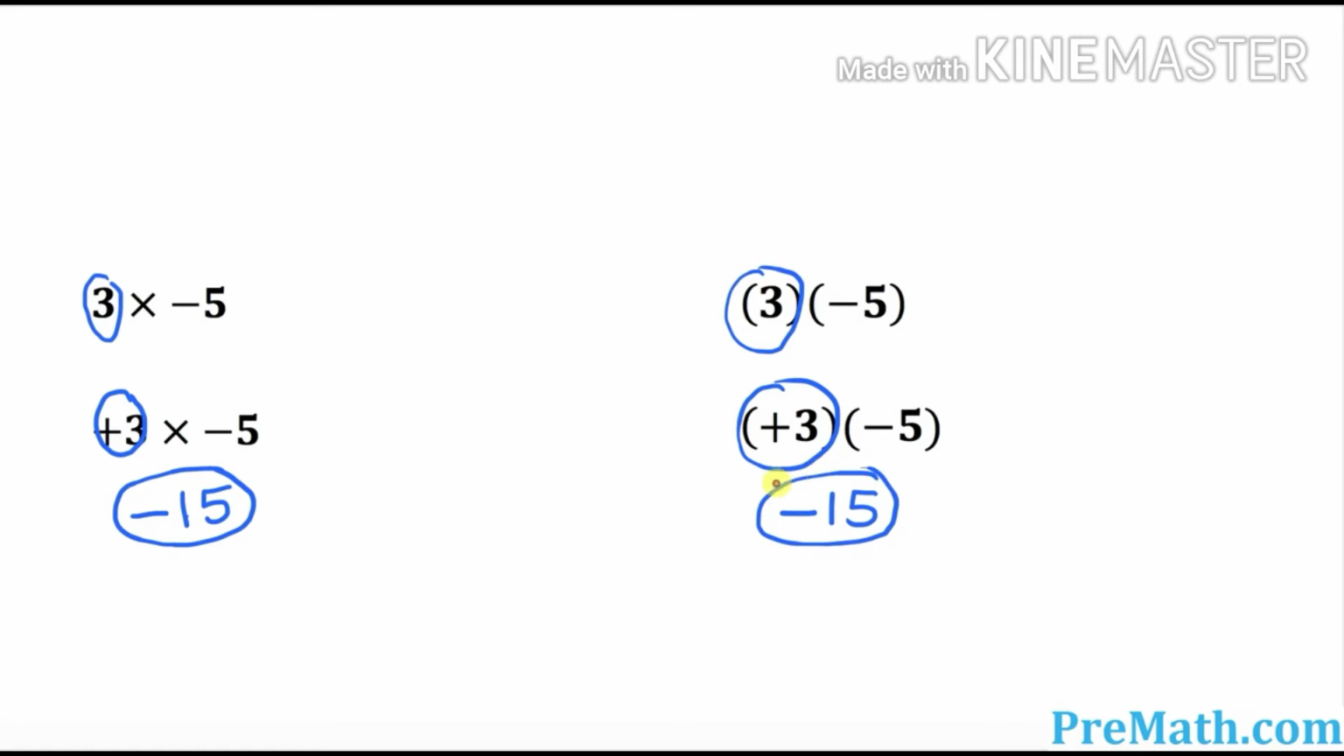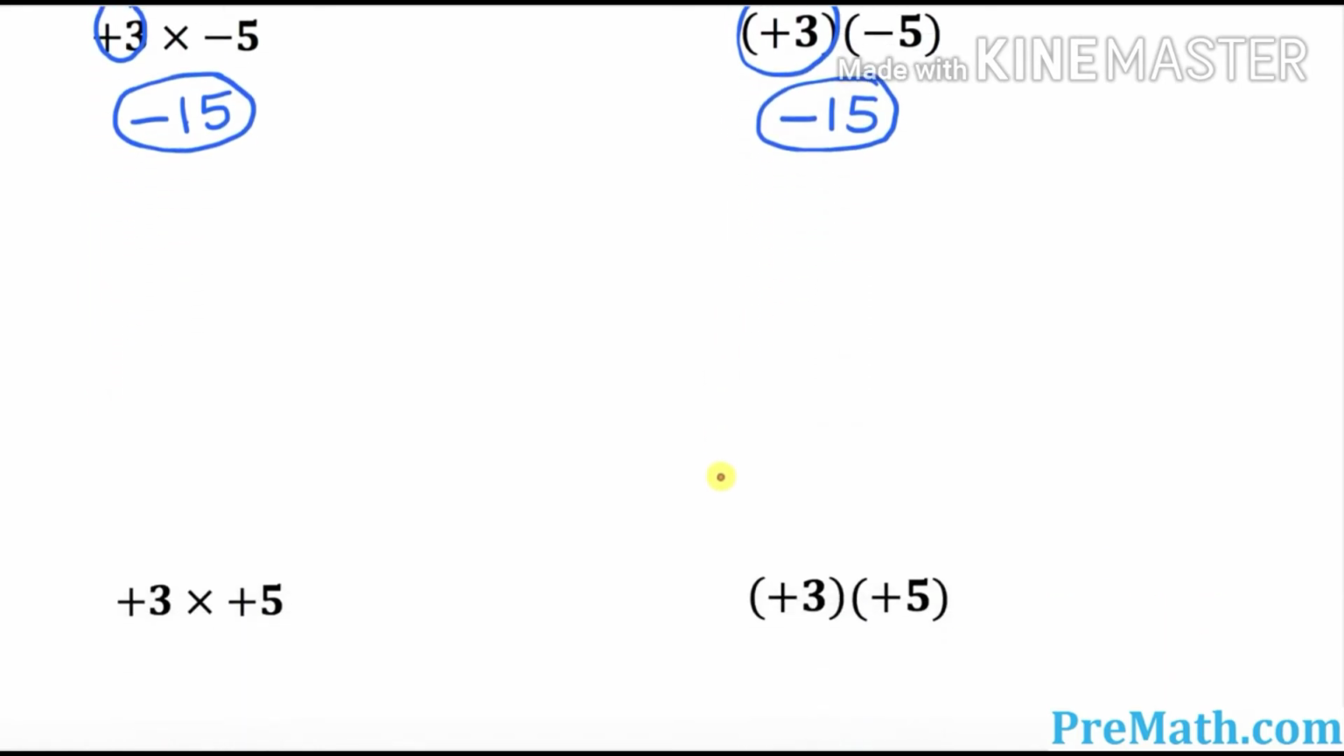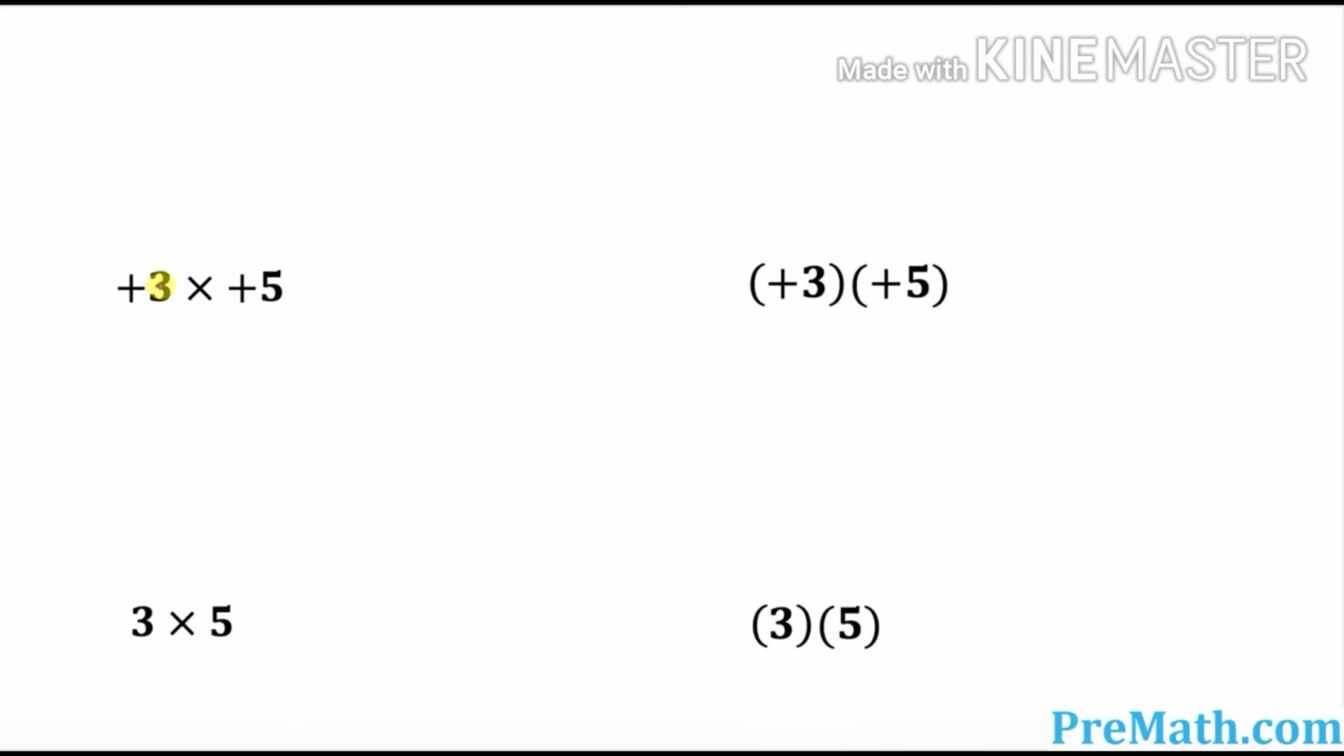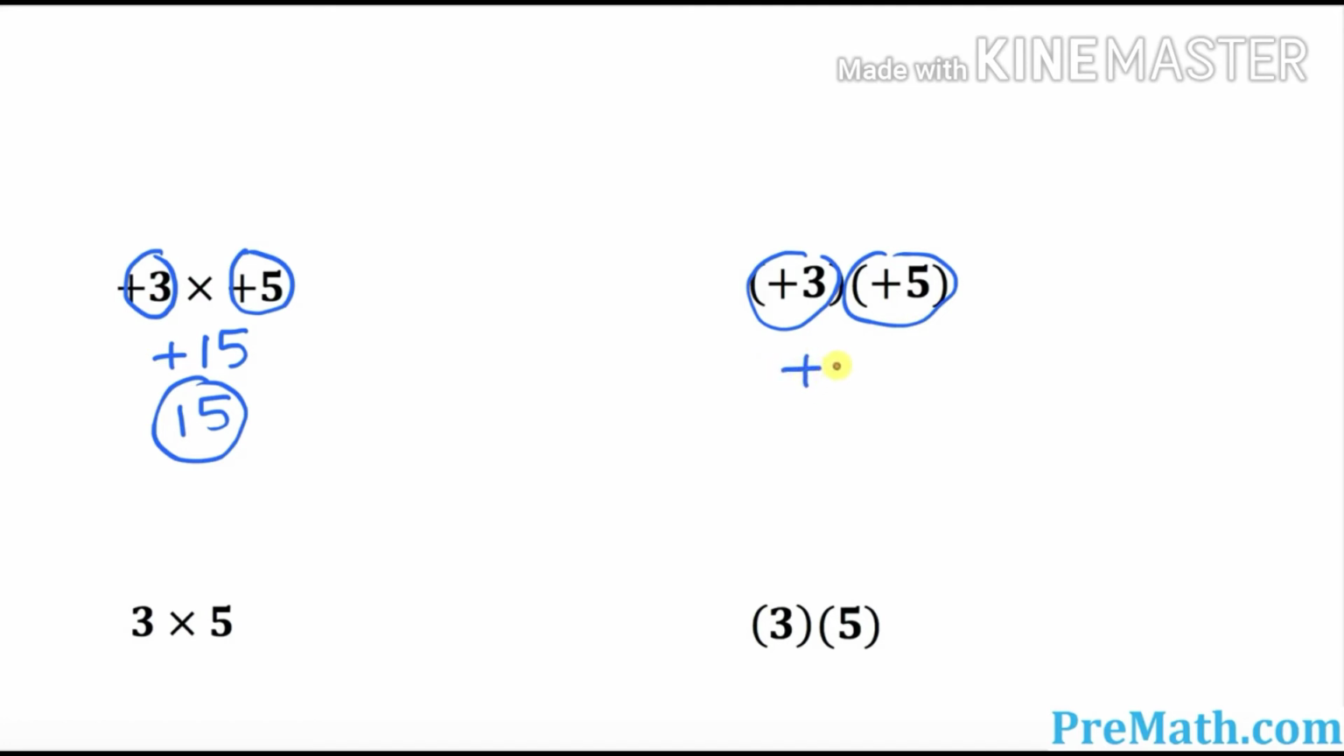Piece of cake. Let's move on to just a final example and see how we are going to do this one. So once again, positive 3 times positive 5. Positive times positive is positive. 3 times 5 is 15, or just simply 15. And likewise over here, this positive 3 times positive 5, positive times positive is positive, 3 times 5 is 15, so this is going to give us 15 because positive 15 and 15 are the same thing.